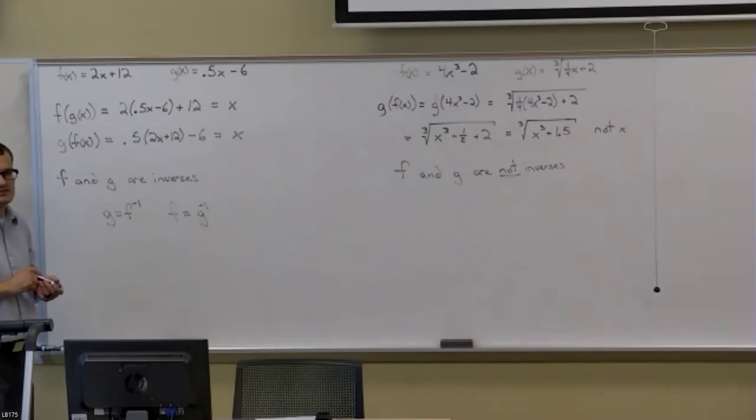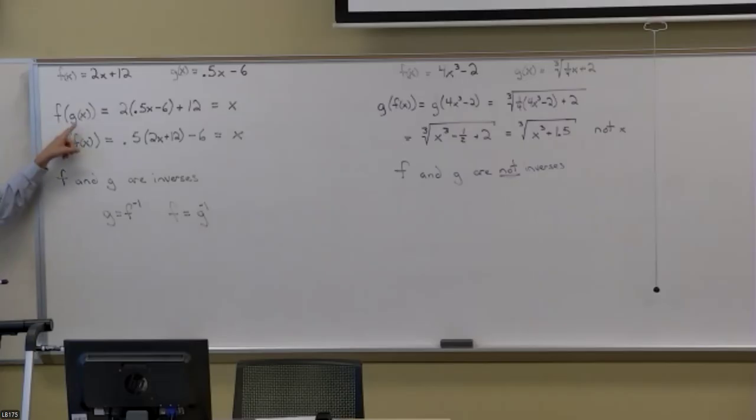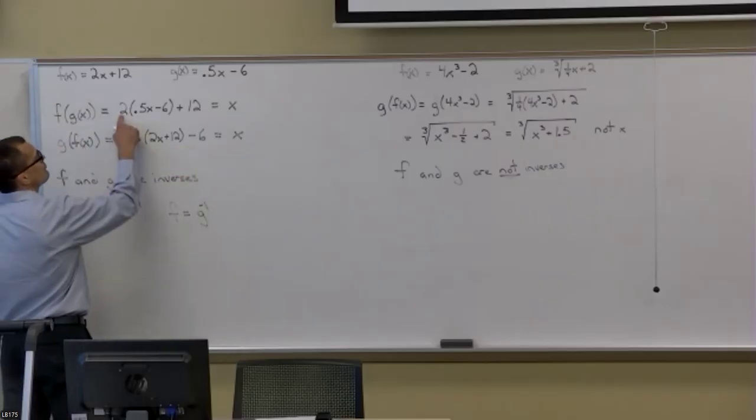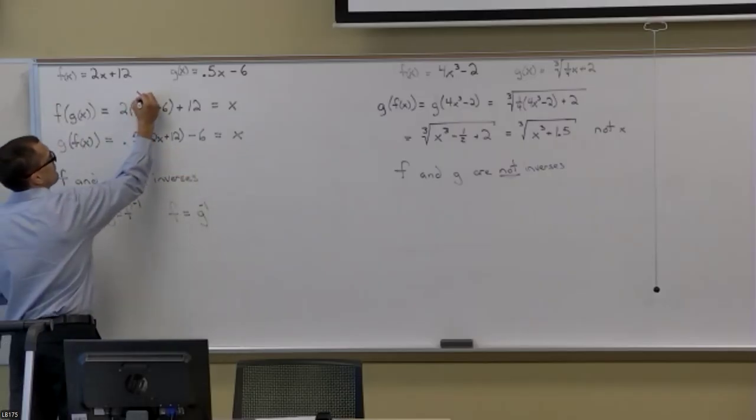Any questions about that? Yeah. What did you do between the two parentheses, 0.5x minus 6 plus 12 equals x, and the next one? To go from here to here? Yeah, how did you get that? So this is one option. I composed F with G on this line, and then I did it the other way. I composed G with F on this line. Right, but how did you get just x out of that? Oh, here? Oh, okay. 2 times 0.5 is just 1x.